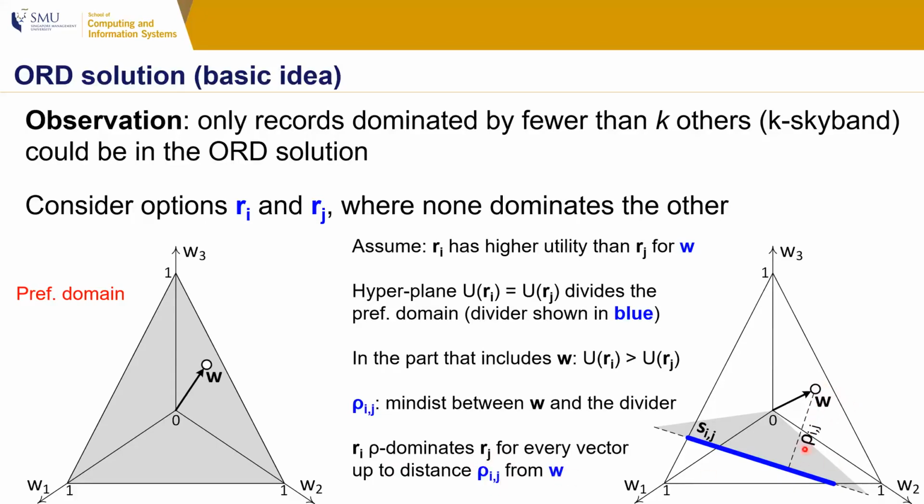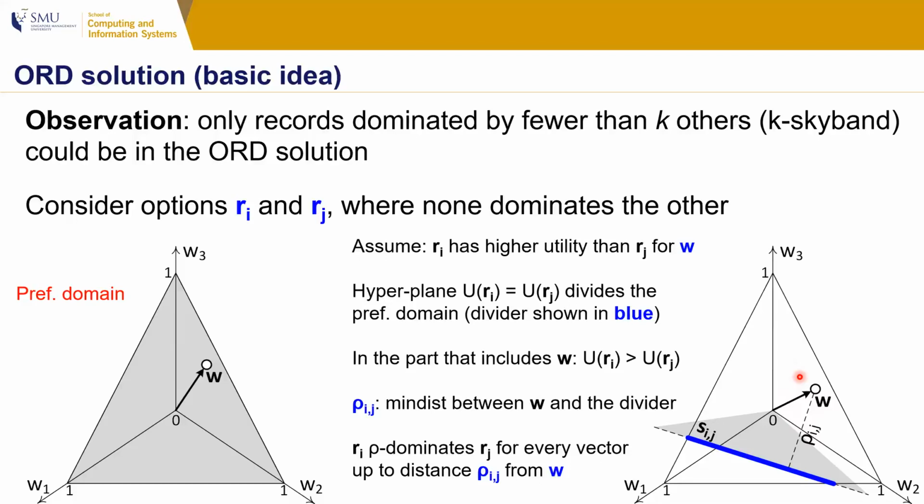You can see this visually here. If you take this minimum distance, and since in this entire part Ri scores higher than Rj, then for a hypersphere centered at W with radius rho ij, Ri is gonna rho-dominate Rj. Of course, the hypersphere in this situation, since we're talking about a triangular preference domain, is actually a circle. It's not a sphere, it's a circle, but in the general case, we're talking about a hypersphere.